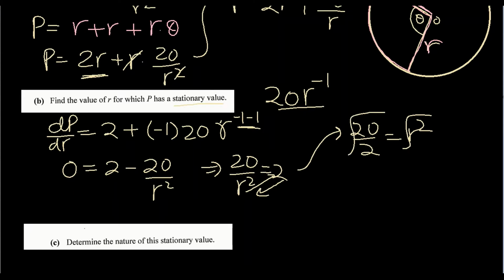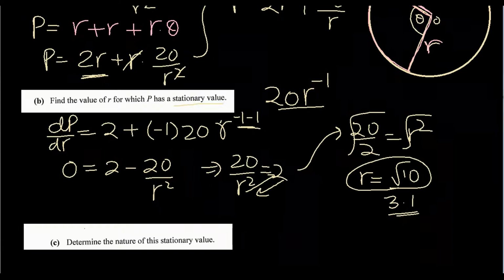So r will be square root 10. Find the value of r. They are not saying whether we want exact or decimal. You can convert it to decimal, which will be about 3.1. But I will use the exact value for further calculations.